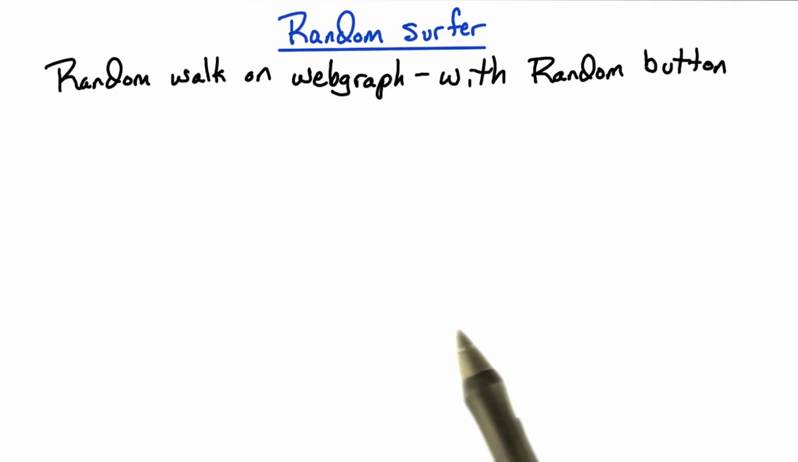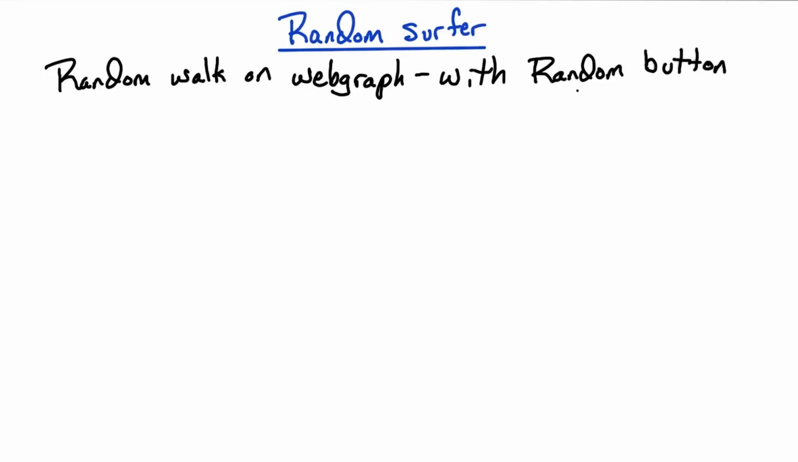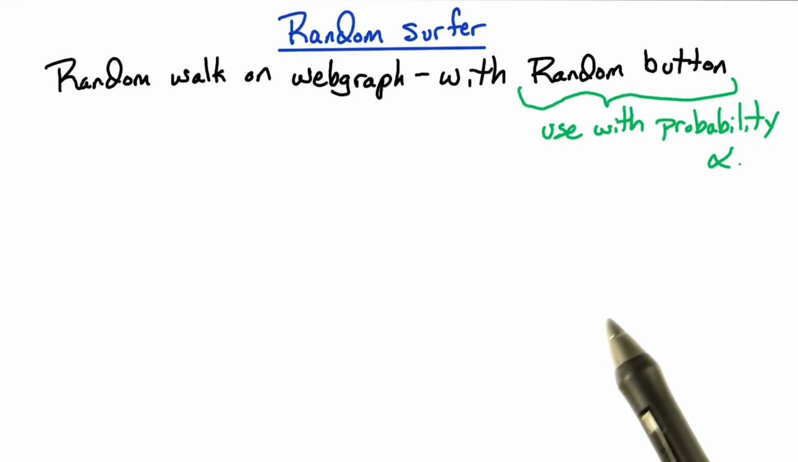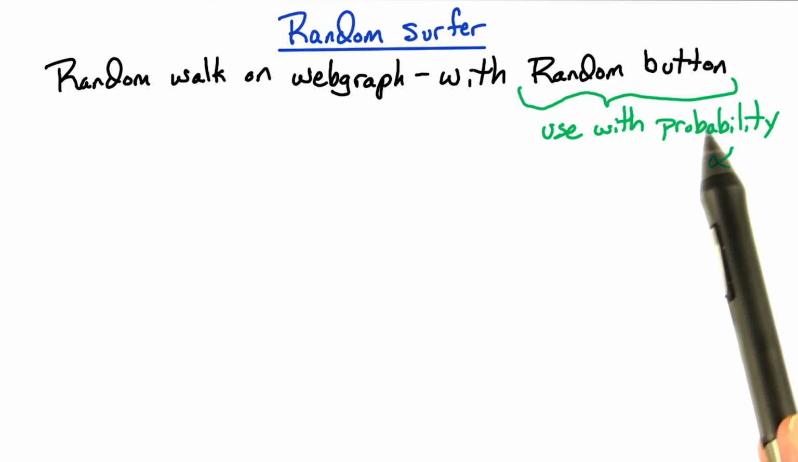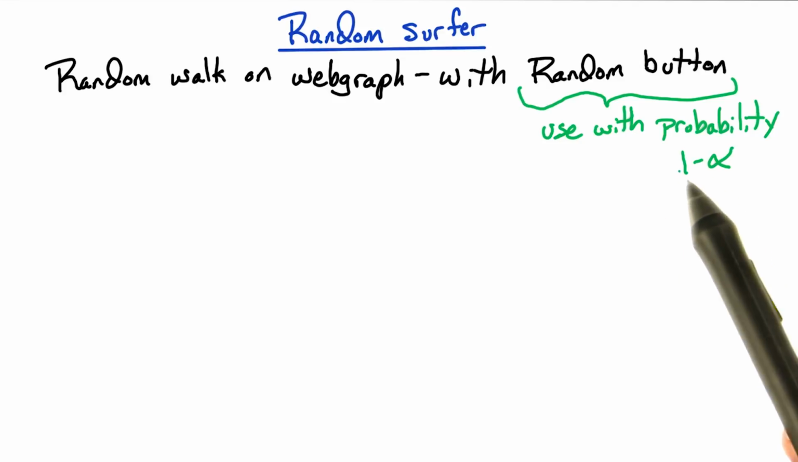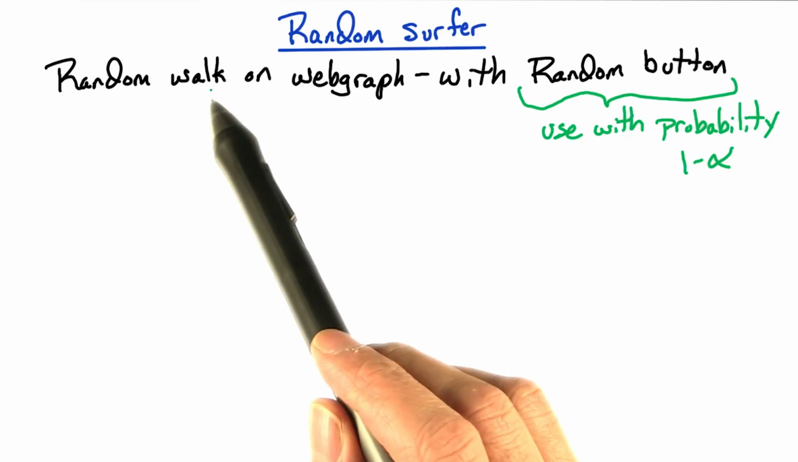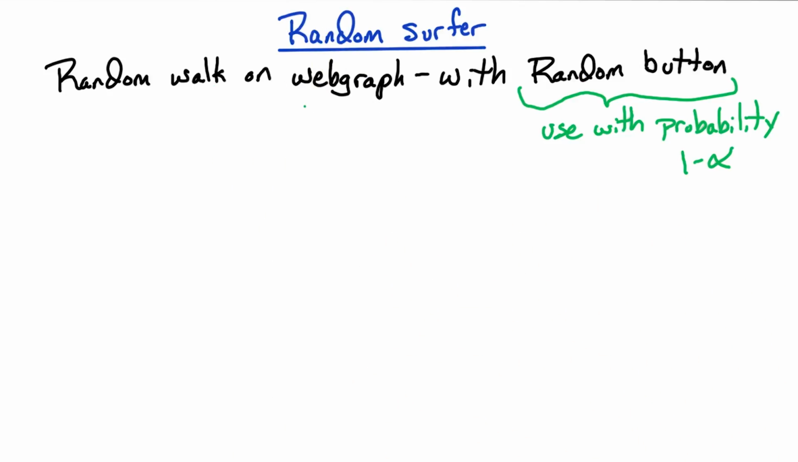So let's formalize this notion of doing a random walk on the web graph where occasionally we hit the random button. And by hitting the random button, we're going to go to a random web page. So we're going to have an additional parameter alpha. And this alpha is going to be the probability that we hit the random button. Actually, to be consistent with the actual PageRank definition, alpha is going to be the complement of that event. So with probability 1 minus alpha, we're going to hit the random button and go to a random web page in the graph. And with probability alpha, we're going to follow a random edge out of the current web page.